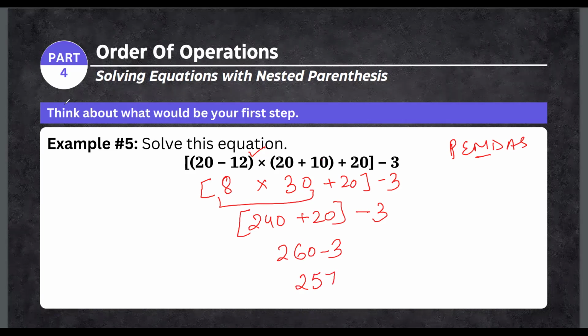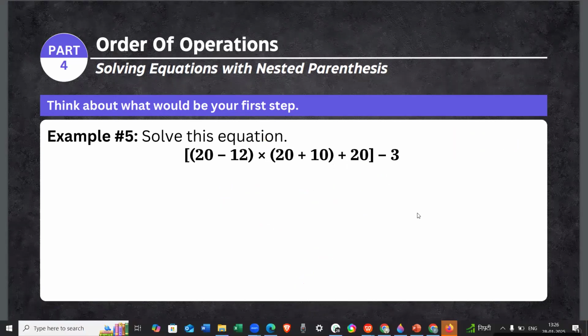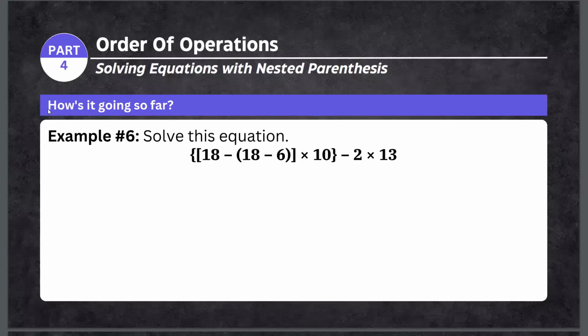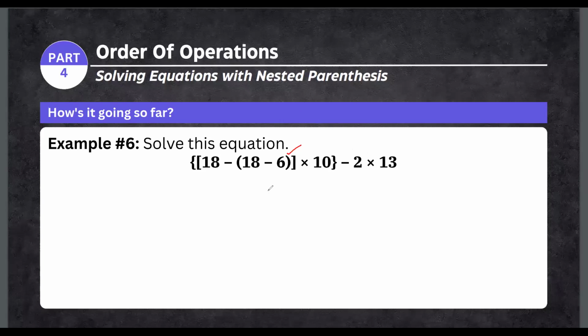Okay, now we have the next question. So we have to solve this bracket first. So 18 minus 6 is 12. Here we have 18 minus 12. This bracket times 10, curly bracket, minus 2 times 13. So here we can solve this also in the next step. Here I am solving this first.